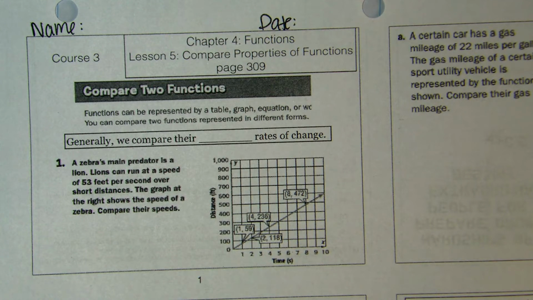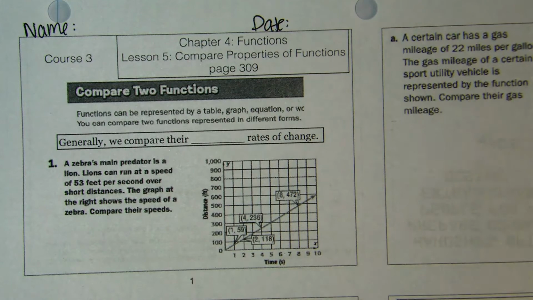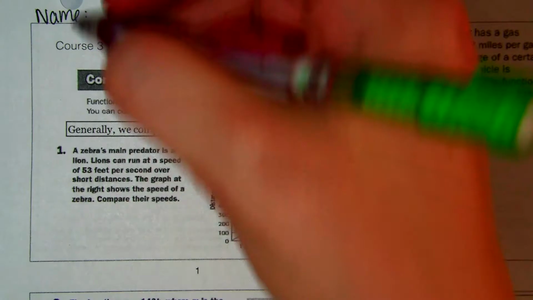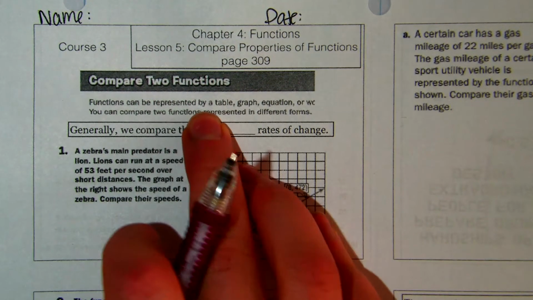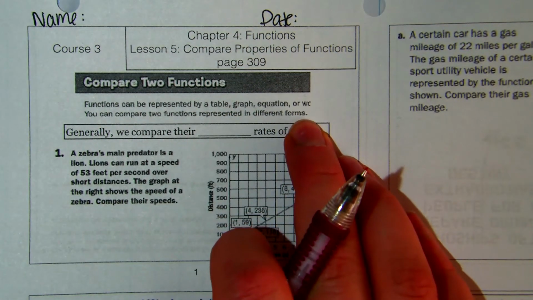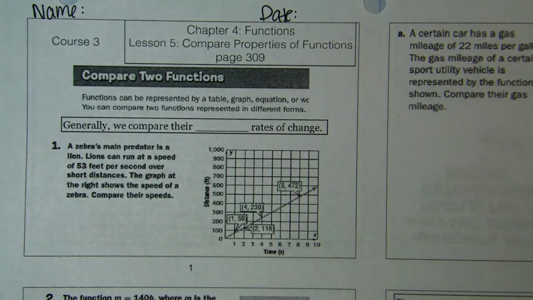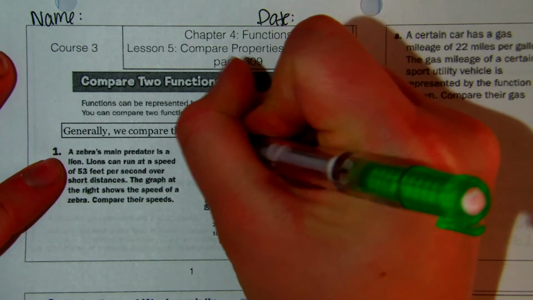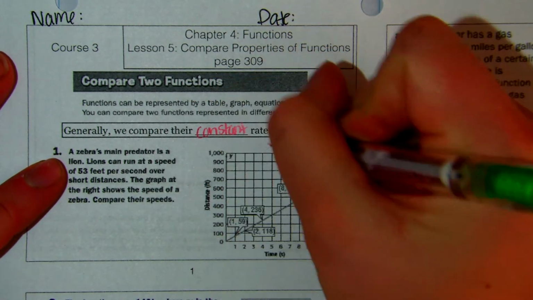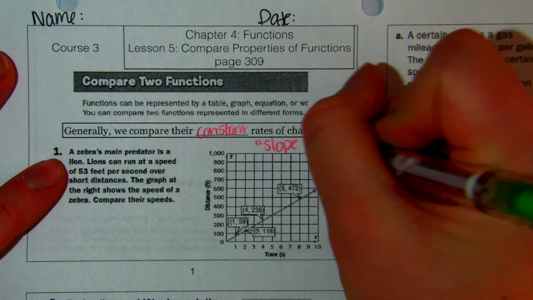All right, so we're moving on to comparing properties of functions. We're going to be given a function and then a different function, and we'll have to compare some properties of them. Functions can be represented by a table, graph, equation, or words. You can compare two functions represented in different forms. So you might have one in a table, you might have one in an equation. Generally, we compare their constant rate of change, aka their slope, which we call m, in y equals mx plus b.